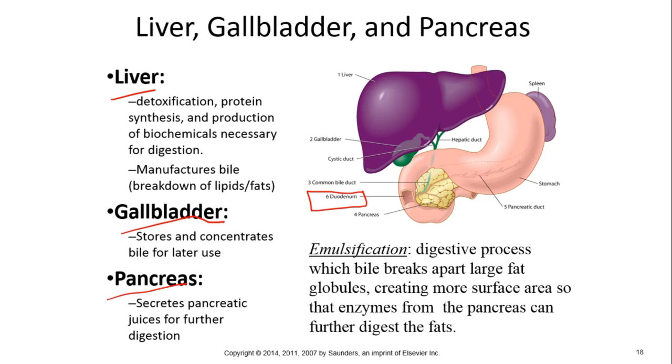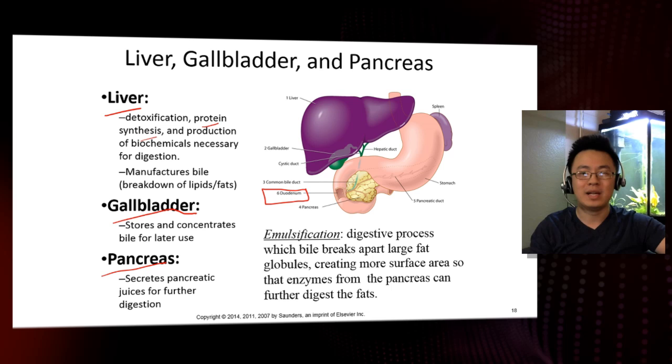The liver is also responsible for a lot of the protein synthesis, synthesizing proteins from amino acids, and the production of biochemicals necessary for digestion. For example, the liver helps to manufacture bile, which helps to break down lipids and fats. And that makes sense. Imagine this: most of your foods are water compatible, or hydrophilic. So whenever you drink water, they mix up very well. However, the fats have a problem. If you try to mix them with just water, which is what most of your foods are made of, they don't mix very well.